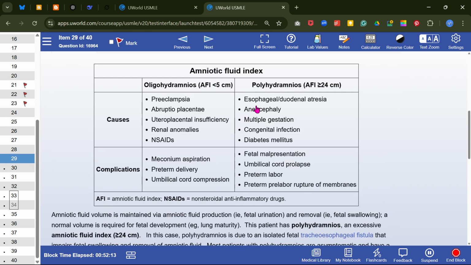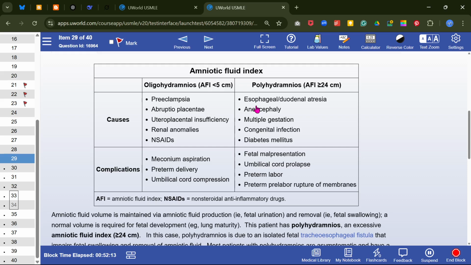Amniotic fluid index. Oligohydramnios is amniotic fluid index less than 5 centimeters, and polyhydramnios is amniotic fluid index more than 24 centimeters. Causes of oligohydramnios: preeclampsia, renal anomalies, uteroplacental insufficiency, preeclampsia, abruptio placentae, and NSAIDs.